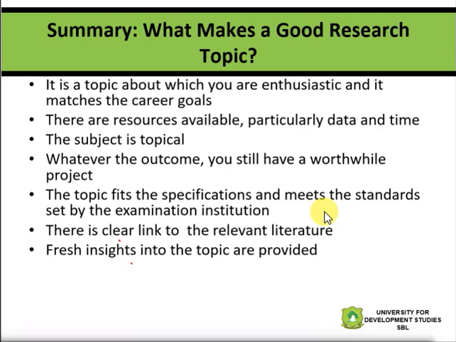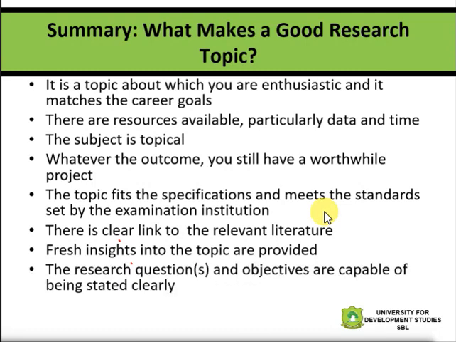And when we do this, the research questions and the research objectives should be capable of being stated in a very clear and unambiguous manner. It should be clearly stated. If you cannot do this, you will have a problem answering your research questions and achieving your research objectives. So the research questions and objectives should be capable of what? Being stated clearly. So this is just a summary of some very good critical questions we can ask ourselves going forward.